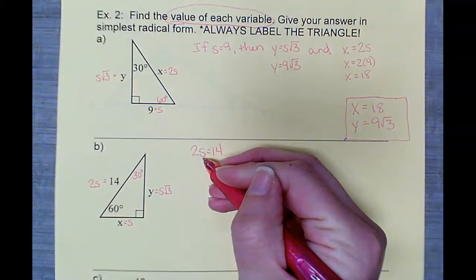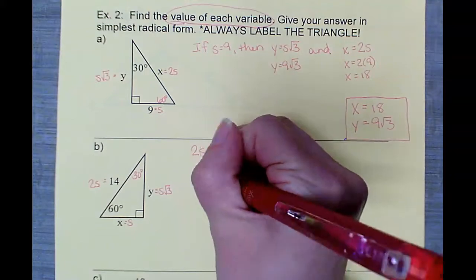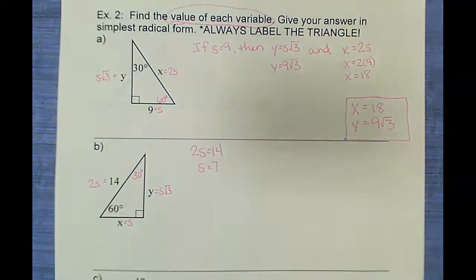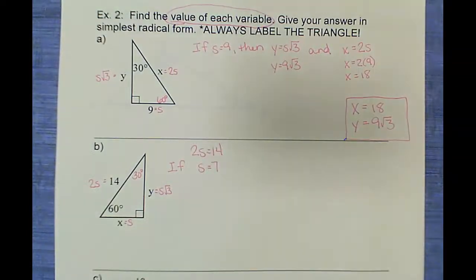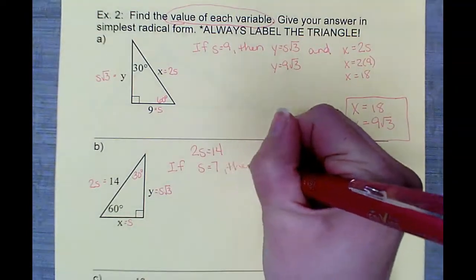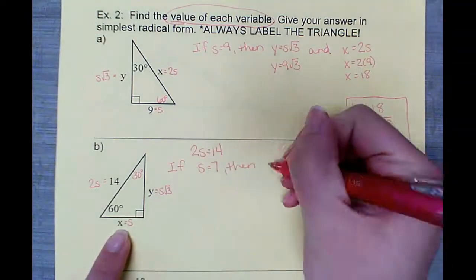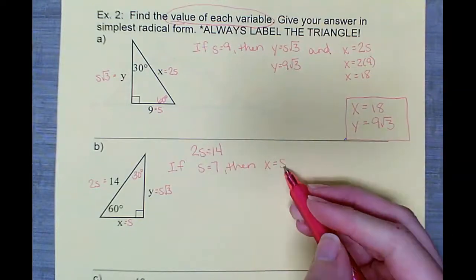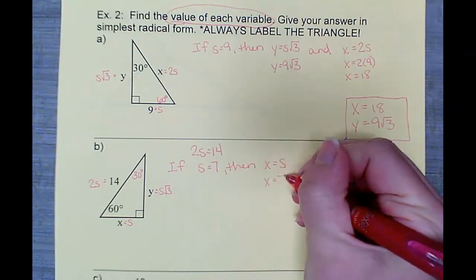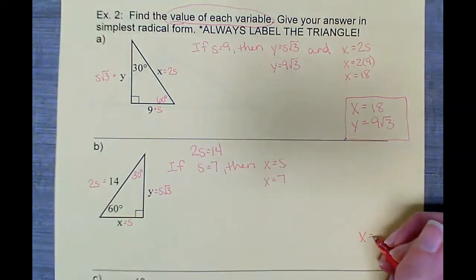I'd like to find the value of s here, so I'm going to divide by 2, and s has a value of 7. So if s equals 7, then x equals s means I can substitute 7 for s. So x equals 7. There's one value.